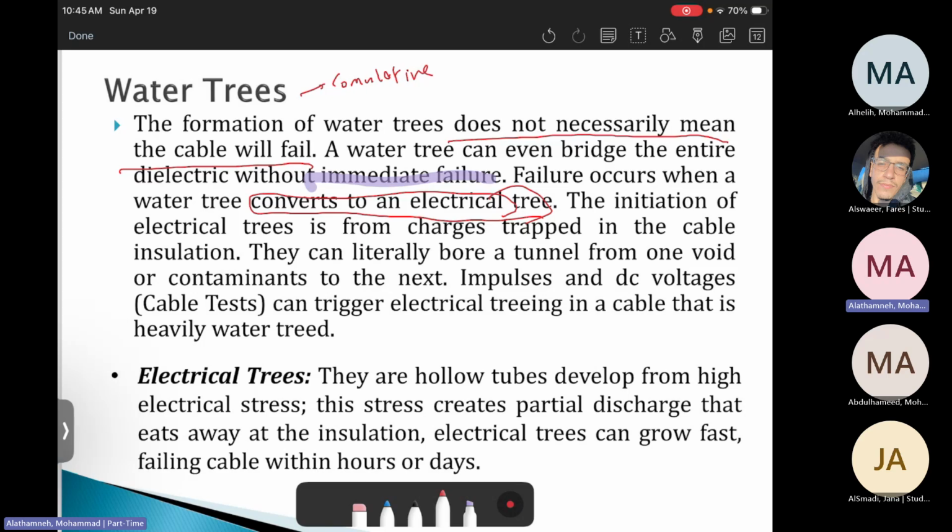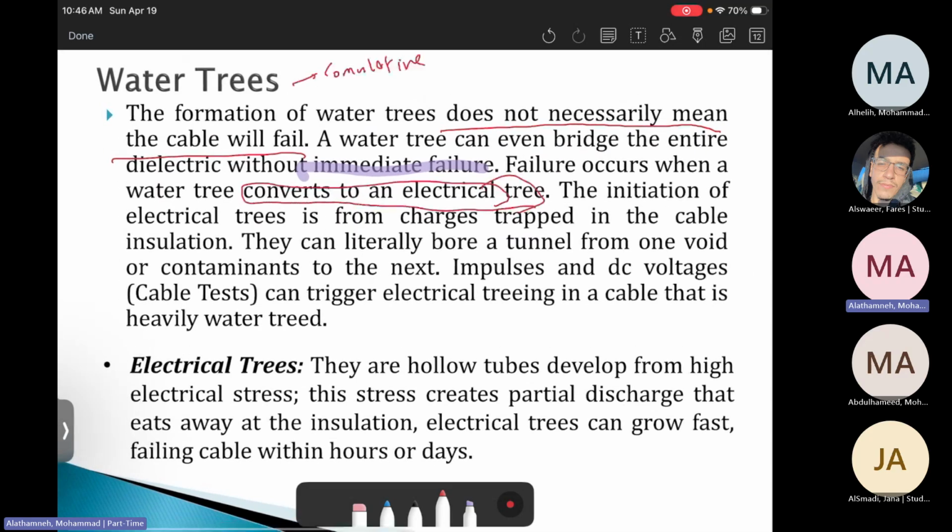they can literally pour a tunnel from one void to the other, contaminated to the next. Impulses and DC voltages can trigger electrical treeing in a cable that's heavily water treed. The electrical trees are basically the more advanced stage, which comes after the water tree. So the early stage will be a water tree. Then once it starts being harmful, it will be called an electrical tree. Electrical trees will cause the immediate failure.